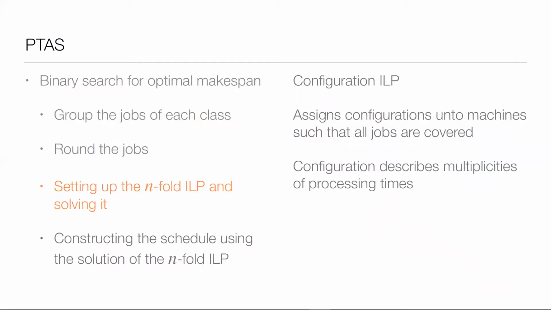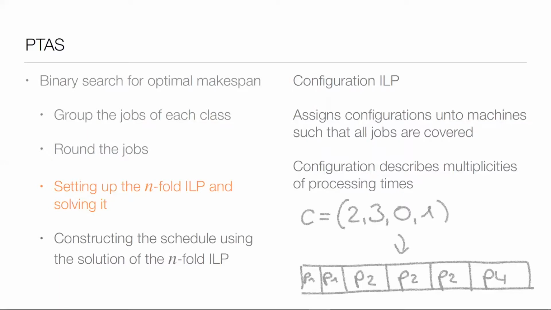So how do we want to tackle our problem now? We want to set up a so-called configuration ILP, which means that we have configurations which we give to machines such that all jobs are covered, and the configuration describes multiplicities of processing times, which could look, for example, like this. So we have a configuration which we will place onto one machine, which says, okay, we have the first processing time 2 times, the second processing time 3 times, and the fourth processing time exactly once. And now we can dissolve them into the jobs which have exactly this processing time.